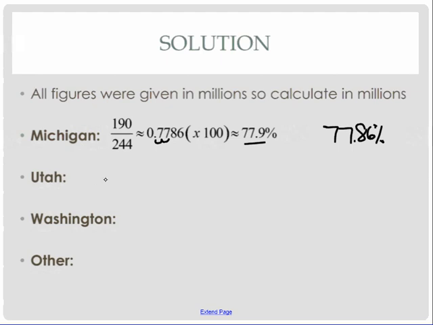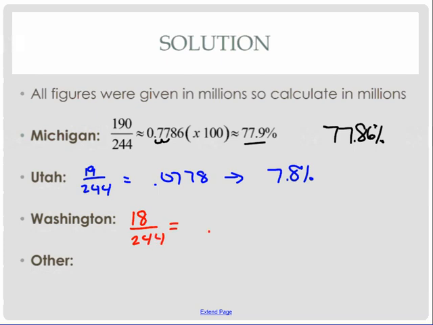Okay. So Utah had 19 million over 244. That's 0.0778. We take that times 100, and I get about 7.8%. Washington said they had 18 million pounds, and that's a number very close to the other one. That will turn into about 7.4, because when we move it over 2 places, I get 7.37, and here I just decided to round everything to the nearest tenth.